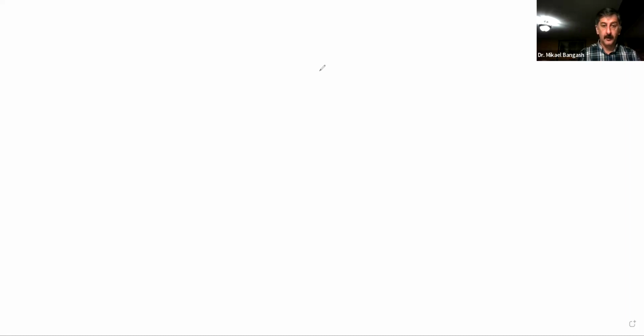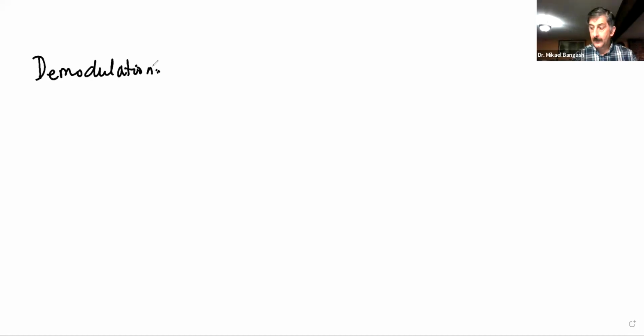So we just left with two functions of the receiver that we need to discuss. Now, demodulation. First of all, this is not adjustable.